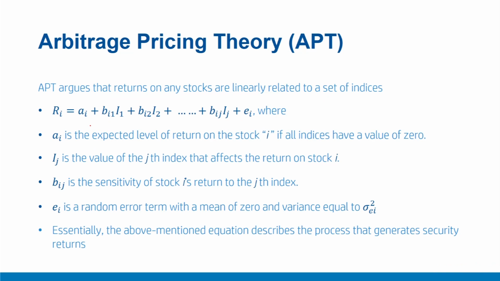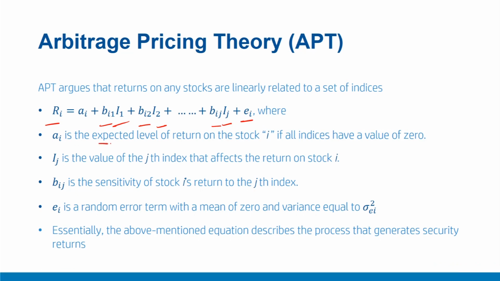For example, APT argues that returns on a stock are linearly related to a set of indices like I1, I2 and so on up to Ij. Here these indices can be an oil and gas sector index or a banking sector index or broad macroeconomic influences like market influences. So Ri equals alpha i plus Bi1 into I1 plus Bi2 into I2 and so on up till Bij into Ij plus Ei. This equation is precisely the return generating process that we are talking about.